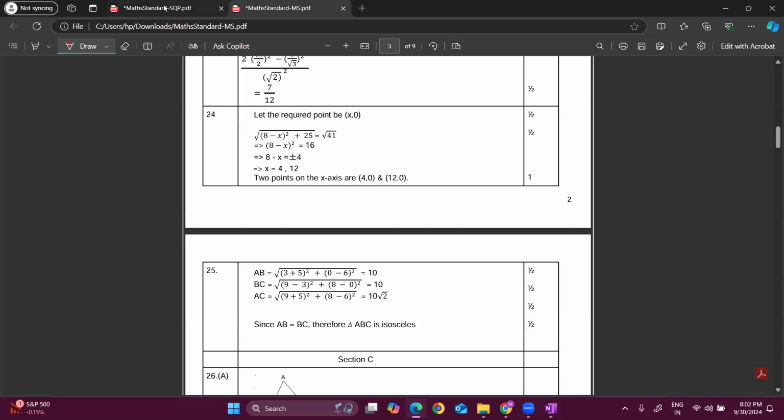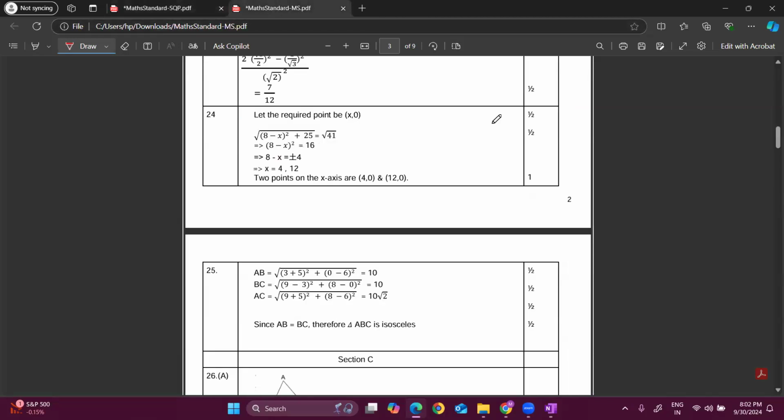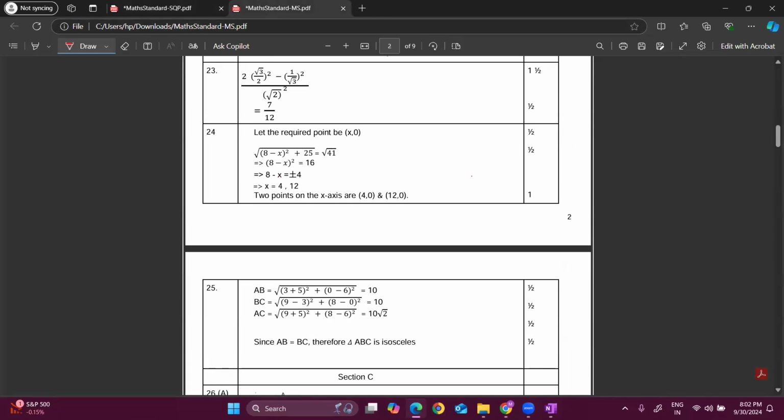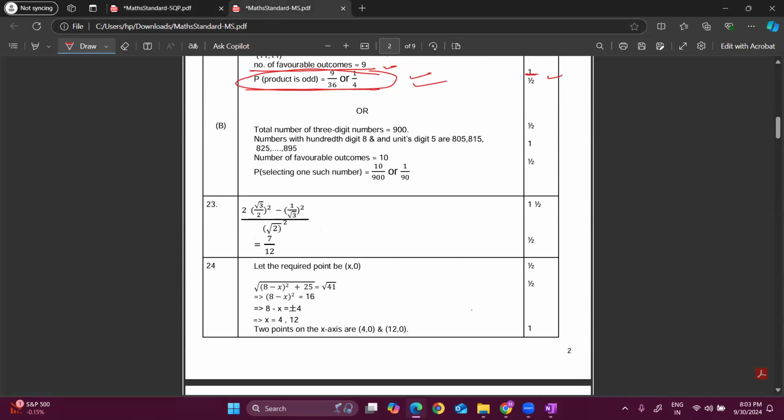Now see next question. Next is how many positive 3-digit integers have hundreds digit 8 and unit digit 5? Find the probability of selecting. Now see also. I'm going to share both in your group. Marking scheme and sample question paper also. Ma'am, can you send this? Yes, beta. Answer key and question paper both I will share.